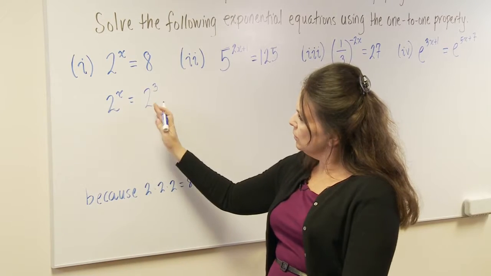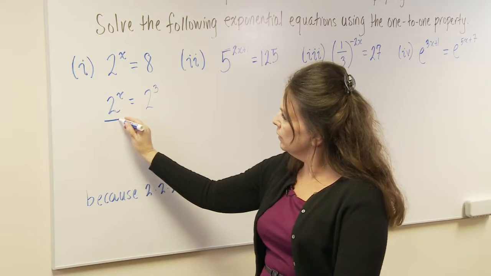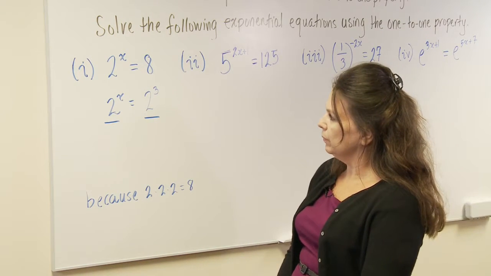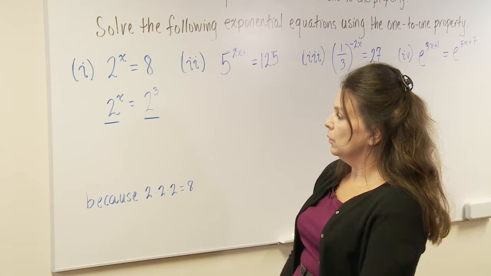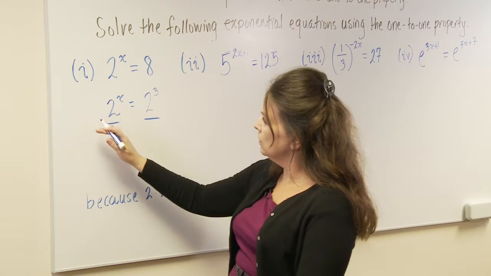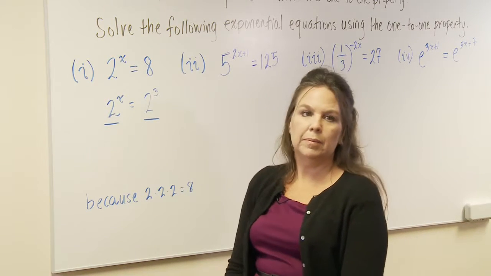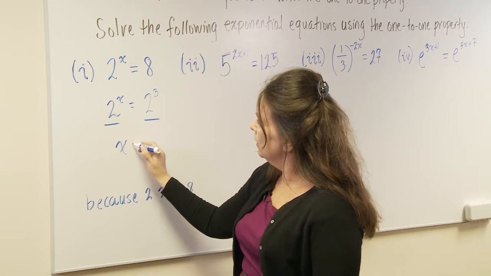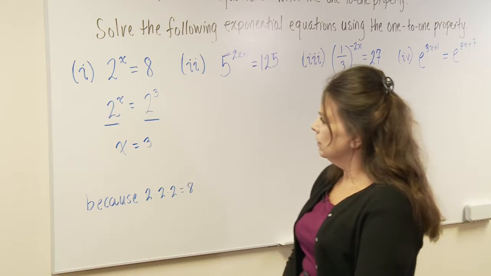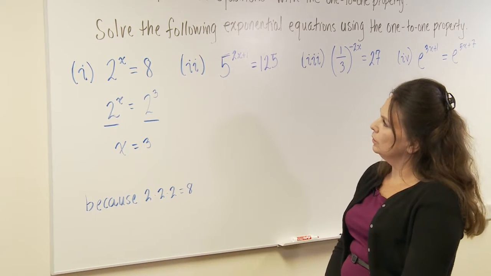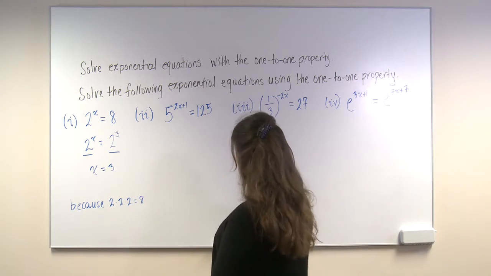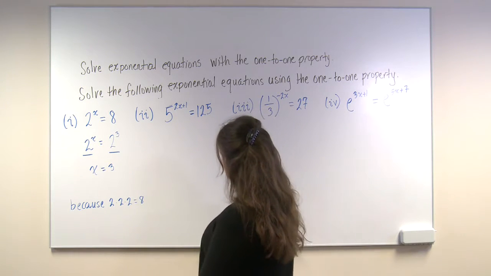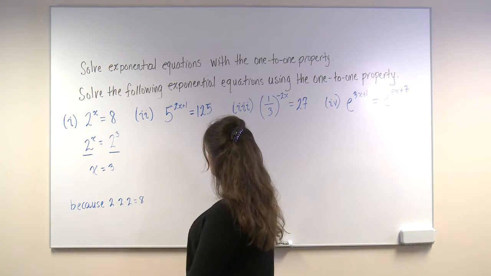So now that the bases are the same, I have a 2 here and I have a 2 here, I can use the one-to-one property for exponential equations, which states again that if the bases are the same, if I have b to the m is equal to b to the n, then I can equate the exponents. And so we have x is equal to 3. So I'm going to apply this idea to the next 3 problems. The goal is to try and get equivalent bases.